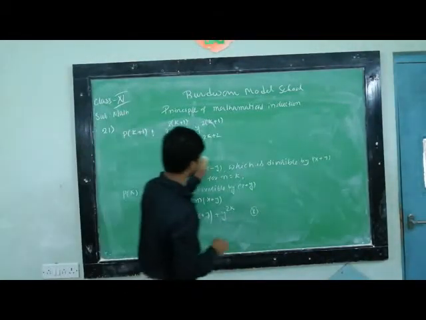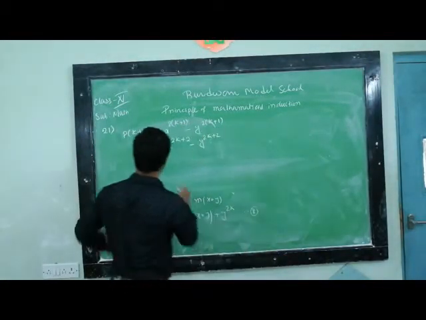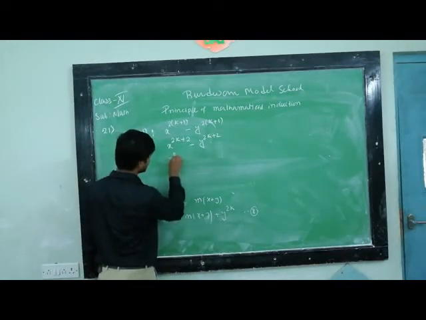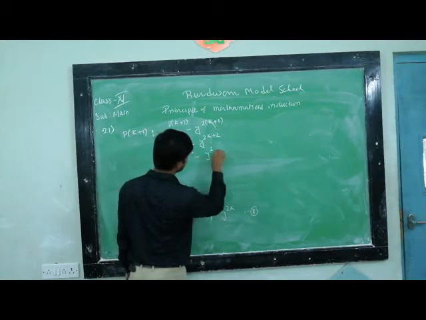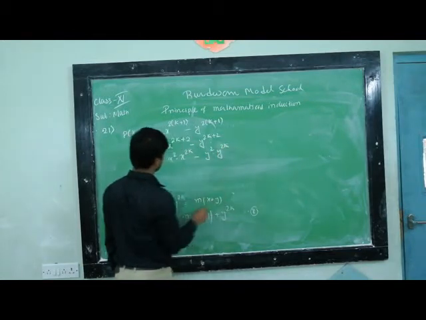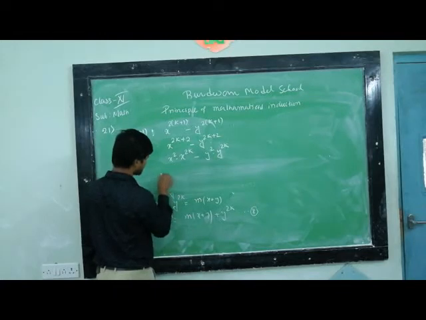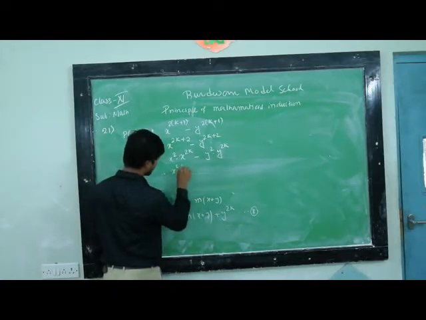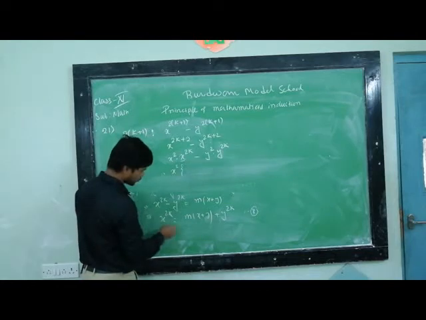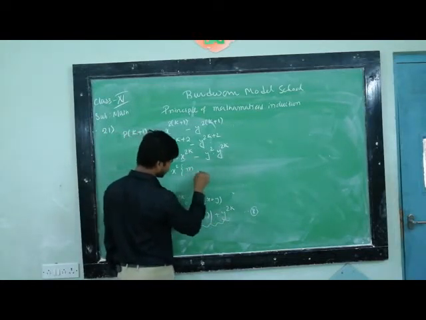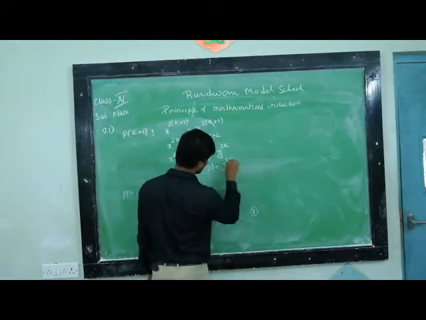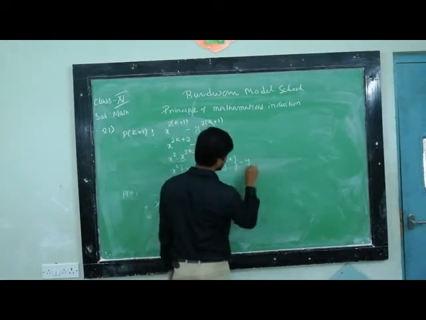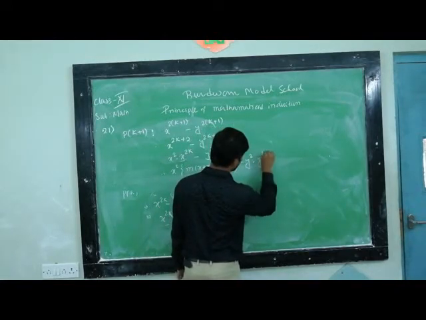That means x square into x to the power 2k minus y square into y to the power 2k. That means x square into, now the value of x to the power 2k is this, so we are putting it here. So m into (x plus y) plus y to the power 2k, minus y square into y to the power 2k.